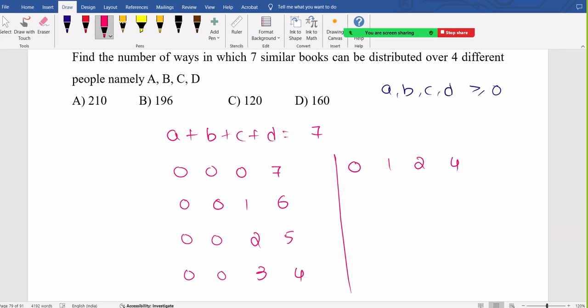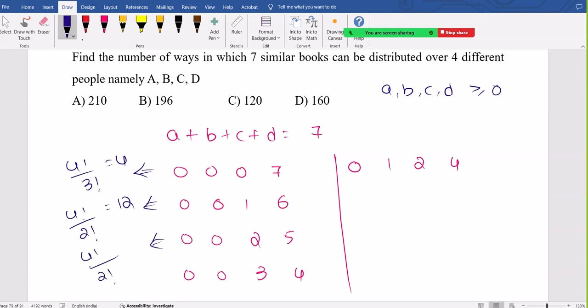That's the only case. With 3 integers adding to 7 obtained. Now these all are add-ons. Previously 20, now these all are add-ons. This is 4 factorial divided by 3 factorial, which is nothing but 4. This is 4 factorial divided by 2 factorial, which is nothing but 12. This is 4 factorial divided by 2 factorial, which is nothing but 12. This is also 12. This is 24. Now these are all our add-ons for the previous count.